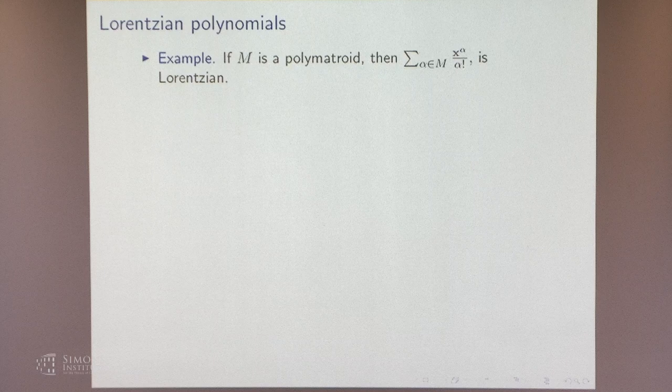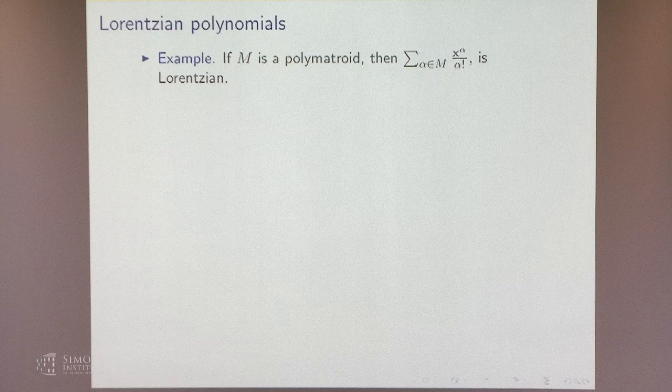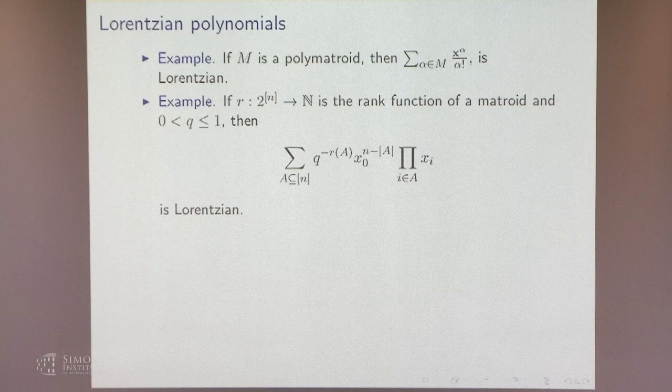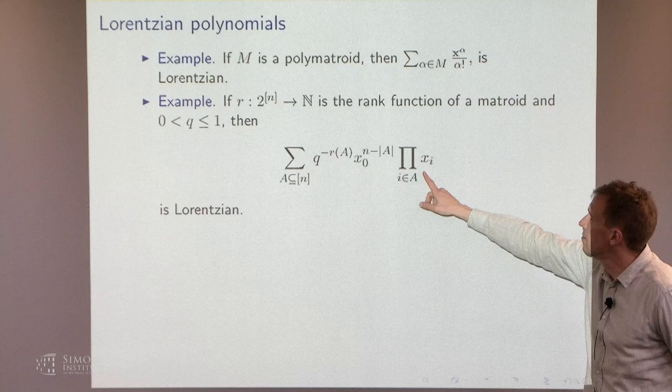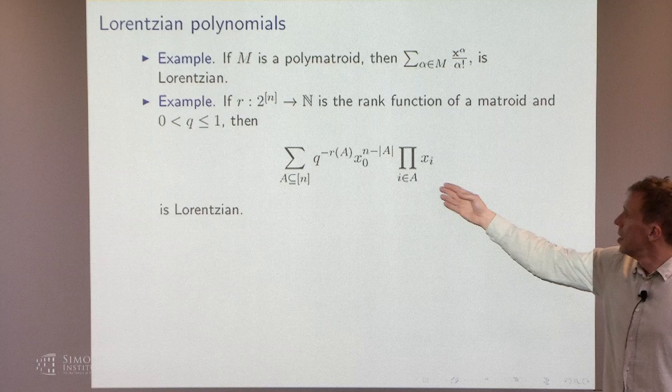So then fundamental examples are as follows. If we have a polymatroid, then the exponential generating polynomial for the set system is Lorentzian. So any polymatroid can be represented as a Lorentzian polynomial. And if we have a matroid and are given the rank function of the matroid, then we may form the following, which is a version of the multivariate Tutte polynomial, and this turns out to be Lorentzian too, which was important for our application because this proves the strongest version of Mason's conjecture.